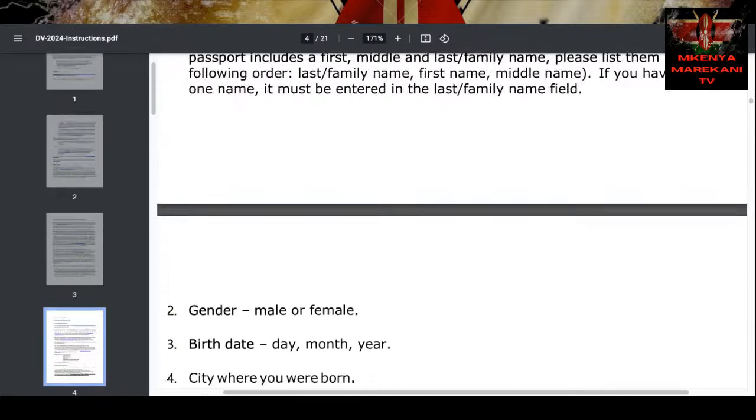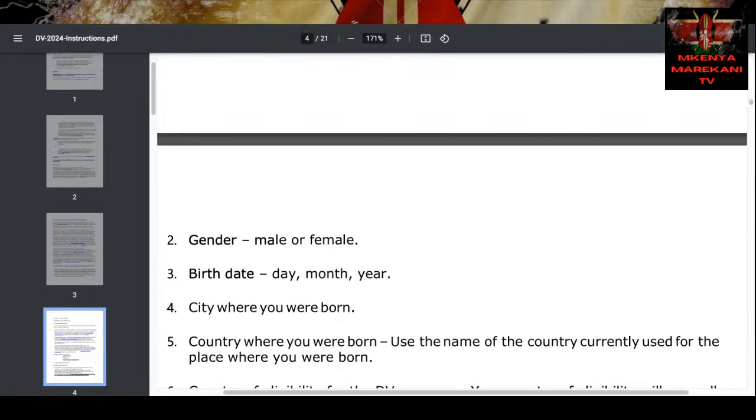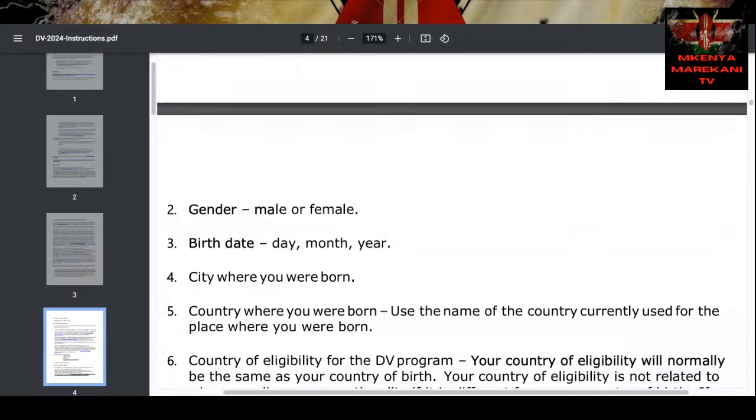Okay. So then this is gender. Yeah, this part nowadays is confusing because people have other genders apart from male and female, but that is what is provided there. So you have to identify yourself either as a male or female. Yeah, nowadays things are changing.